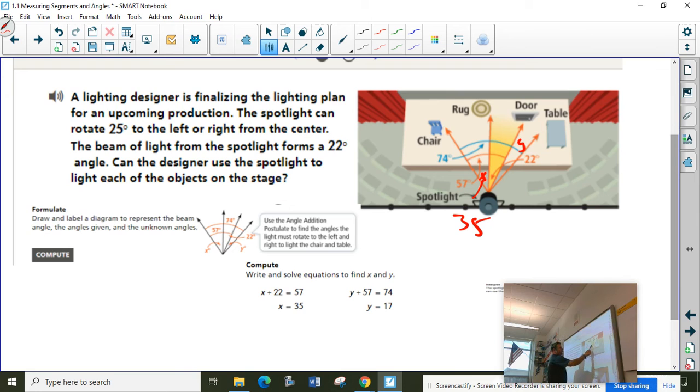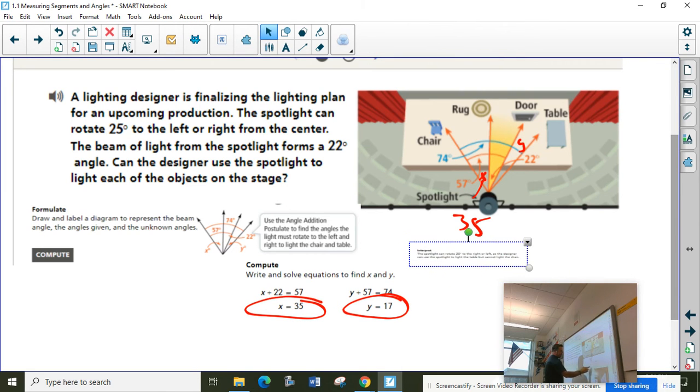We do know that this whole thing here adds up to 74. Okay, that's one thing there. So y plus the 57, because we know this is 57, has to equal 74. And you end up getting y equals 17, x equals 35.